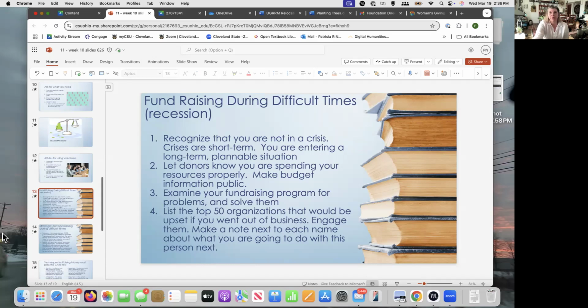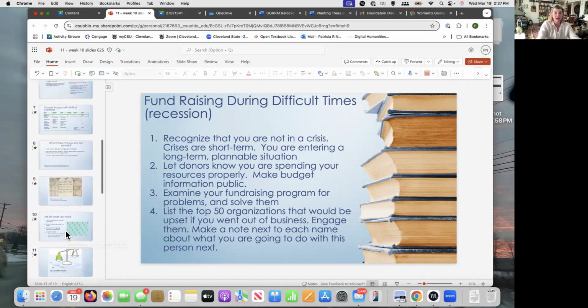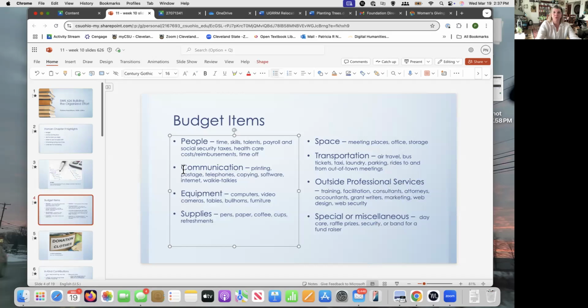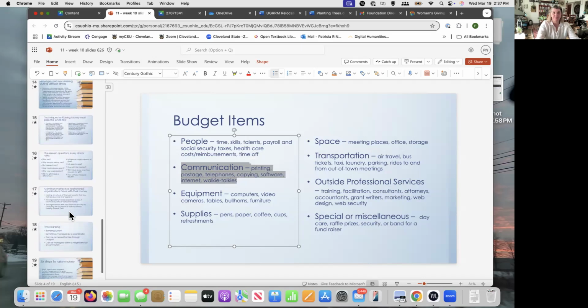So how will our company recover from situations beyond our control that a lot of other people are also going through? Let donors know how you are spending your resources. Make your budgetary information public. Talk about what you are doing. Focus on the common ground. Examine the strengths, the weaknesses, the opportunities, and threats for your fundraising problems. And I want you to ask yourself if your fundraising problems are related to a lack of communication about need for funds.